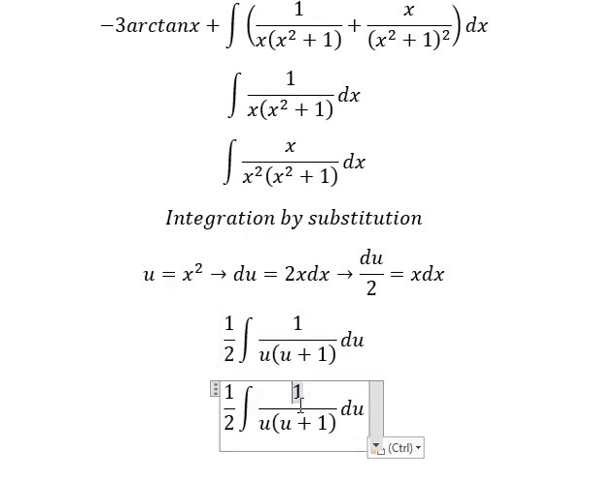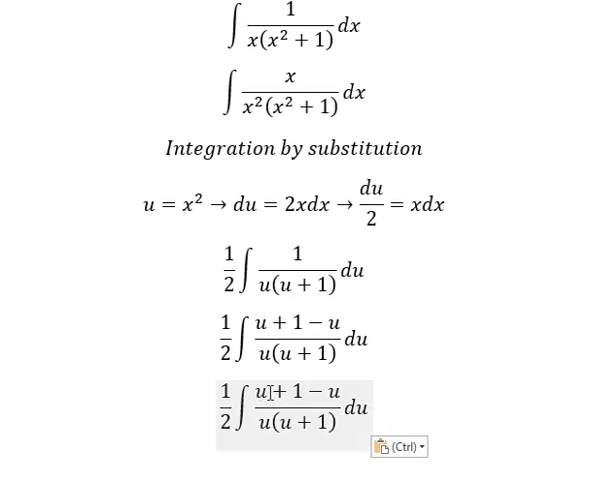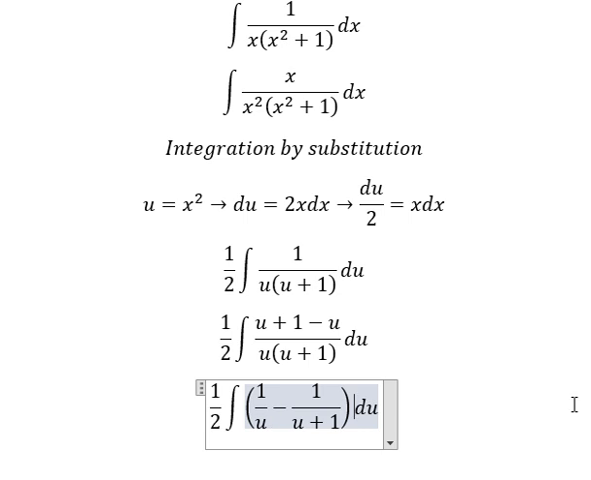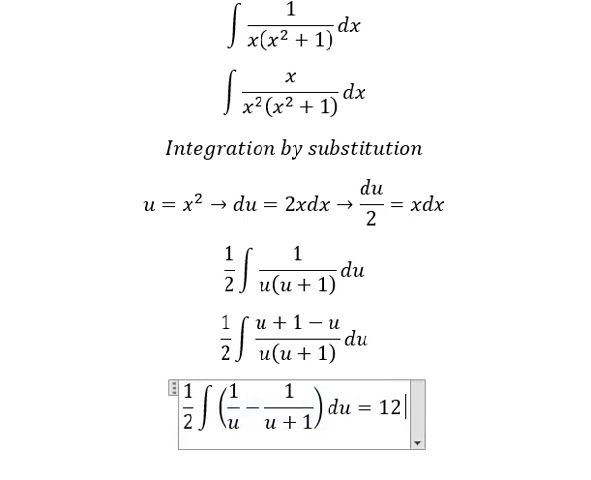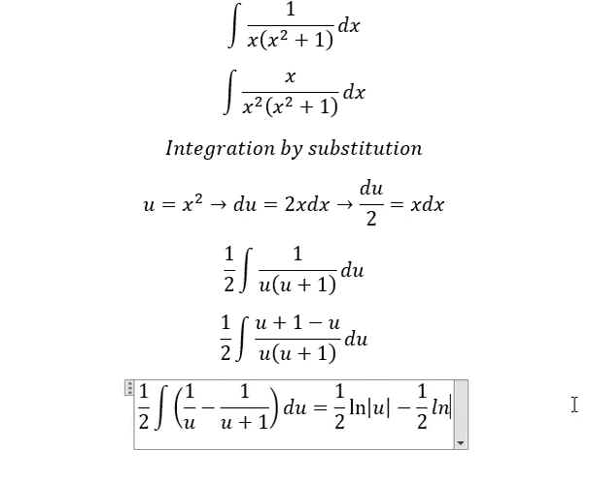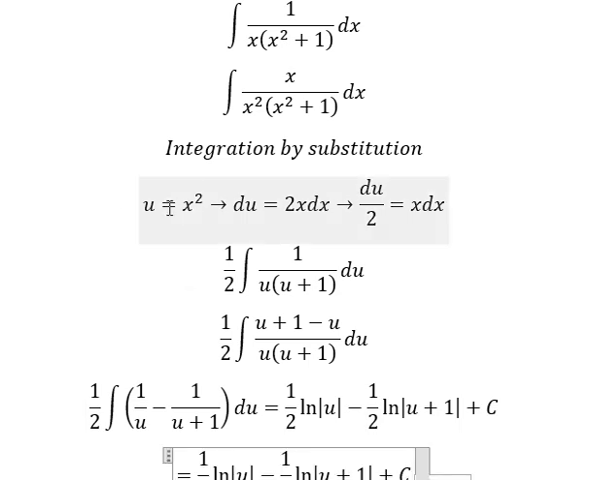So we need to add u in here. Later we need to subtract u. So u plus 1 divided by u plus 1, we have number 1. U divided by u, we have number 1. And now we have the final answer. So about u, that is s squared in here.